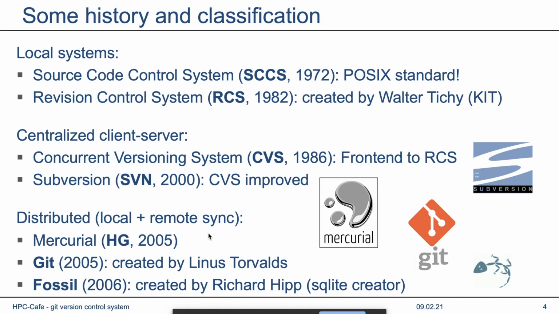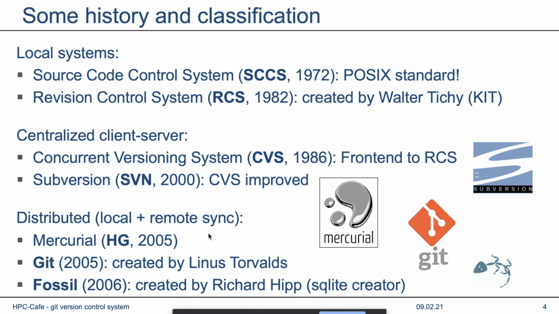In 2005, in the mid-2000s, there was a new trend to use so-called distributed revision control systems. The demand came from very large open source projects with a lot of developers distributed around the globe, where centralized client-server models just do not work well. They don't scale to hundreds or thousands of developers. There was a demand for something distributed and asynchronous.